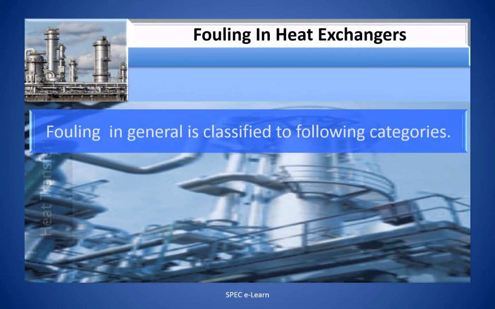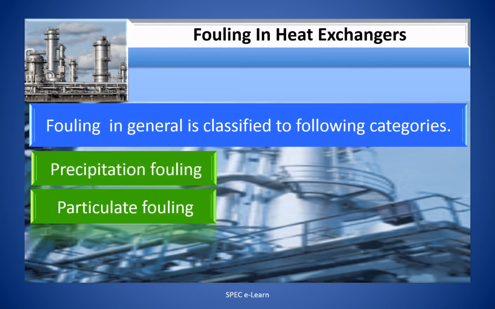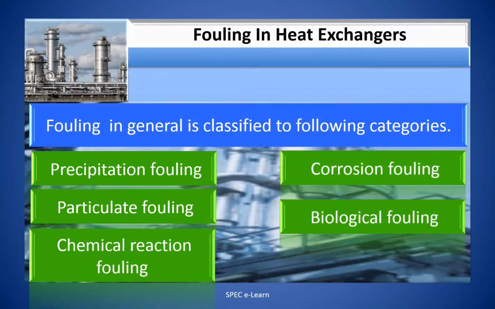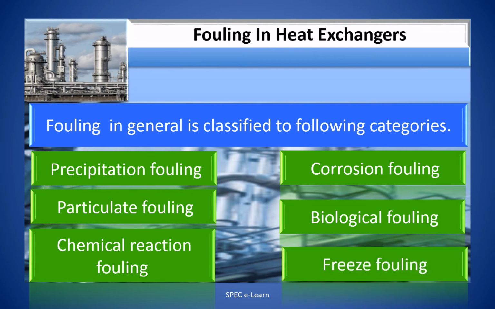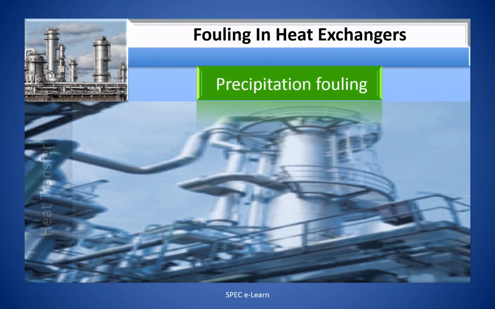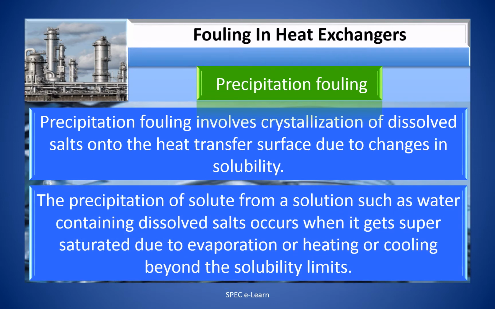Fouling in general is classified into the following categories: precipitation fouling, particulate fouling, chemical reaction fouling, corrosion fouling, biological fouling, and freeze fouling. Precipitation fouling. Precipitation fouling involves crystallization of dissolved salts onto the heat transfer surface due to changes in solubility. The precipitation of solute from a solution, such as water, containing dissolved salts occurs when it gets supersaturated due to evaporation or heating or cooling beyond the solubility limits.